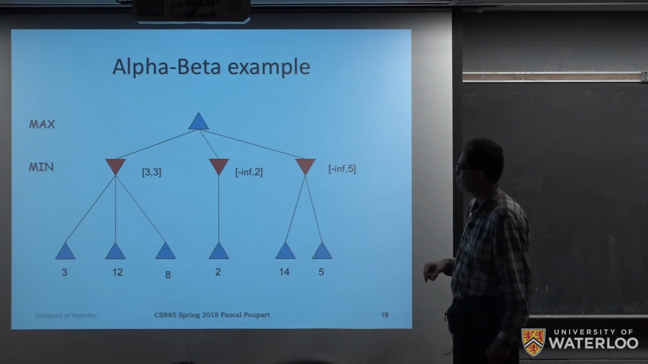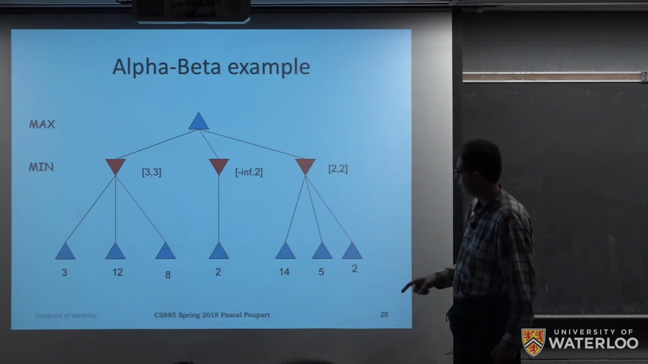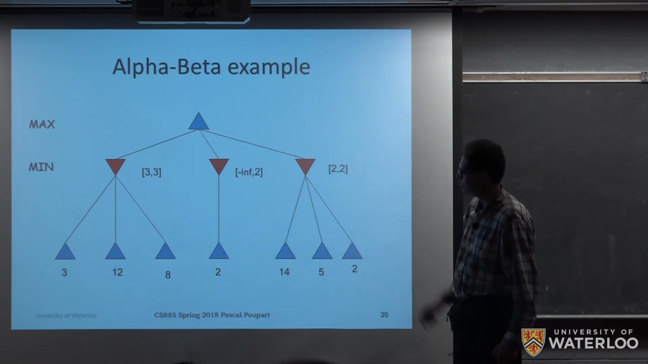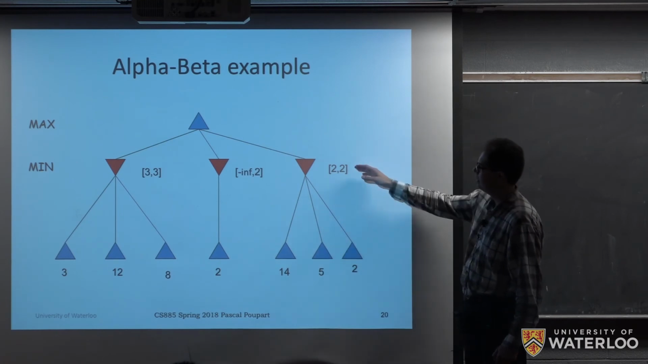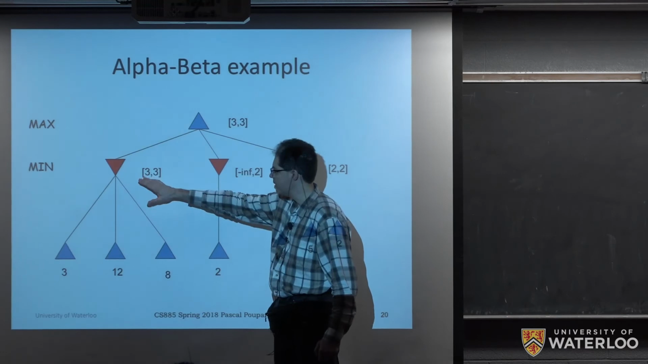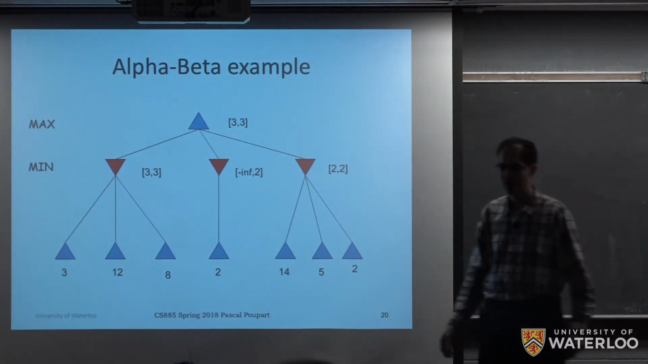So now it decreases to 5. So here the upper bound would be 5. And let's say 1 more, we get 2. So let's say now these are all the children. So 2 would be the precise value. And then at this point, Max would choose 3 because that's better than 2. Okay, so this illustrates how the algorithm would work.